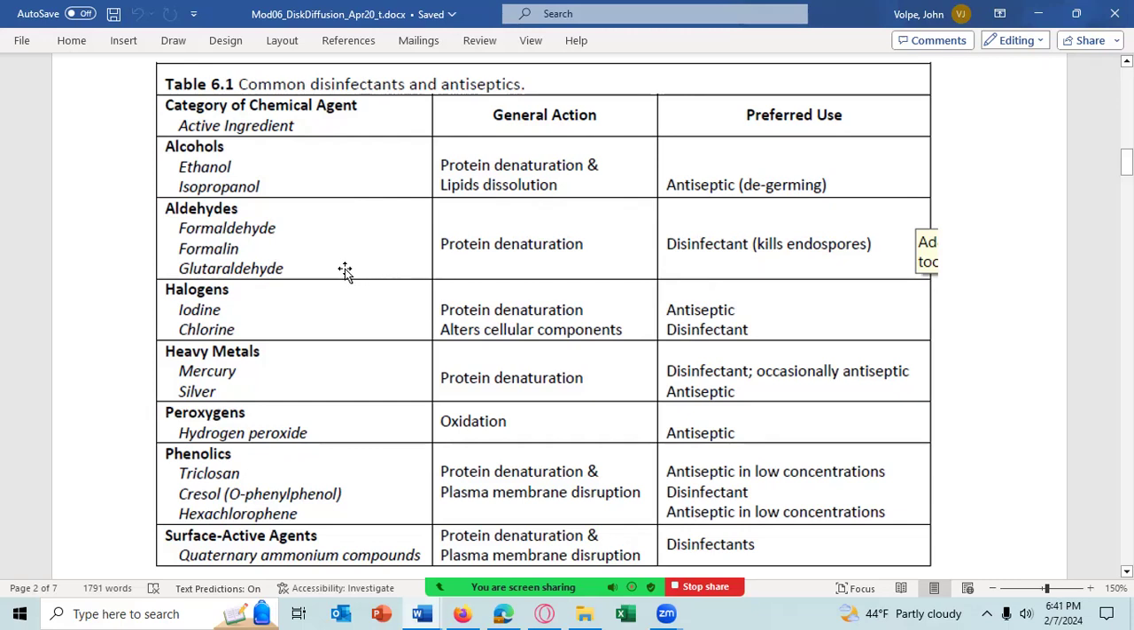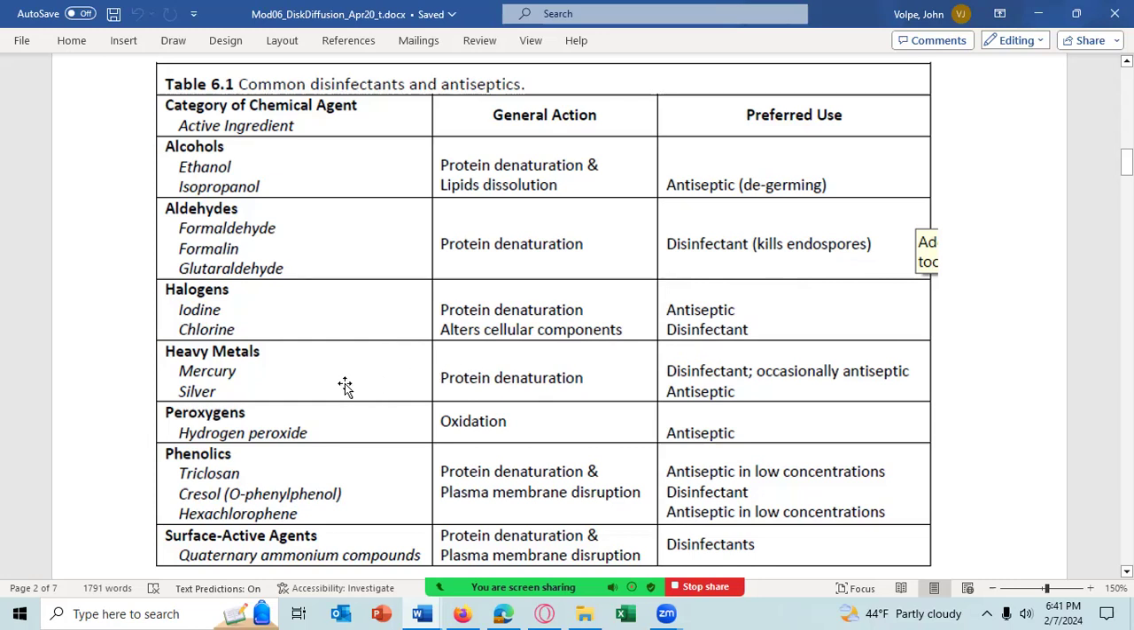Formaldehyde, formalin, and glutaraldehyde are disinfectants, and these are good disinfectants in that they actually kill endospores. There are not too many disinfectants that kill endospores. Halogen chlorine bleach is a disinfectant, but it does not kill all endospores.